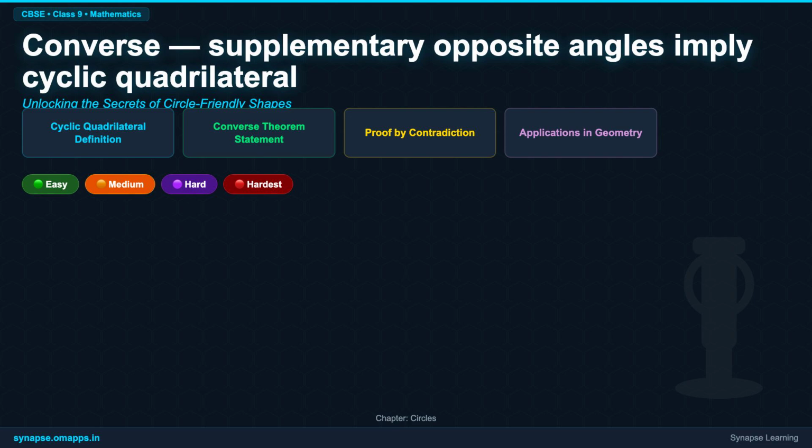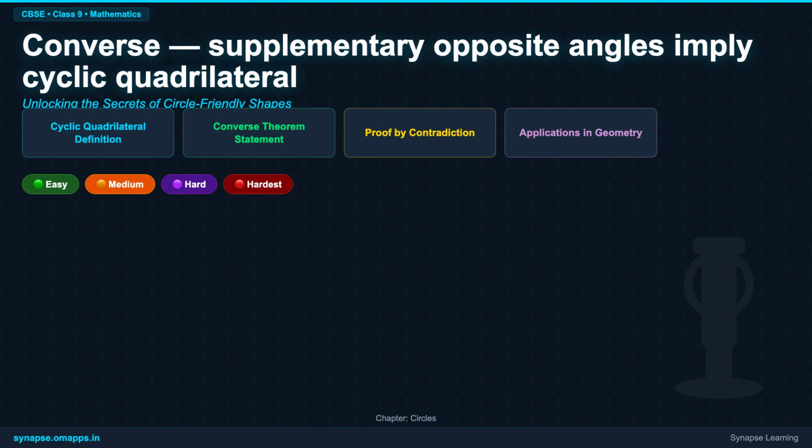Today, we are diving deep into the fascinating world of circles, specifically for your CBSE Class 9 syllabus. Our topic is the converse of supplementary opposite angles imply cyclic quadrilateral. Sounds complex? Don't worry. We'll break it down into easy to understand concepts. Whether you're just starting out or looking to master advanced problems, we have content structured across 4 levels: easy, medium, hard, and hardest to guide your learning journey.